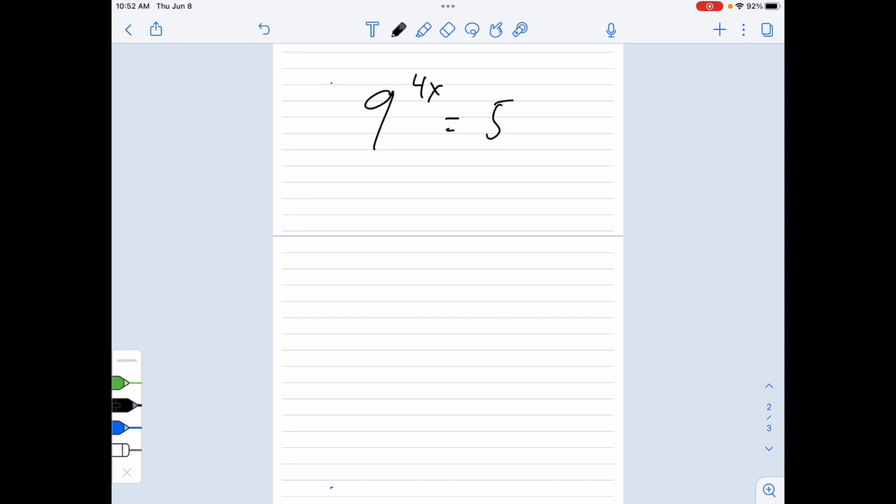So the technique is to use logarithms, okay? So what we're going to do is we're going to, quote unquote, take a log of both sides. And this log can be any base that you want. It does not matter, okay? As long as the base is positive. That's what we care about. And I'm going to go ahead and choose base 9.